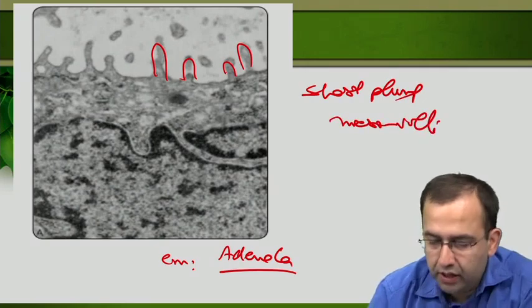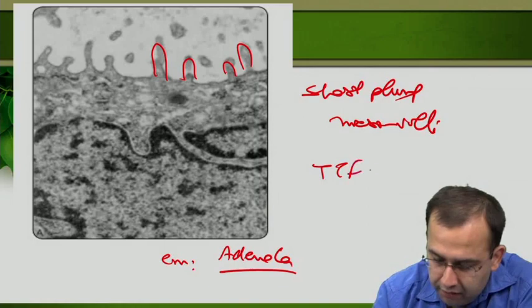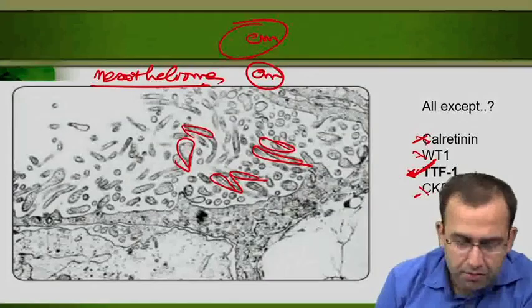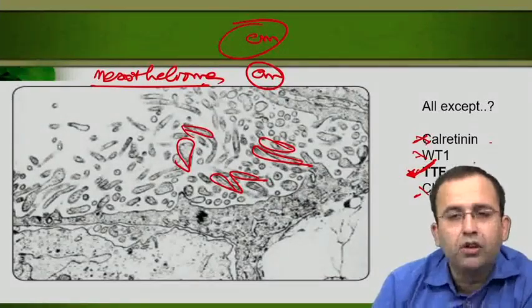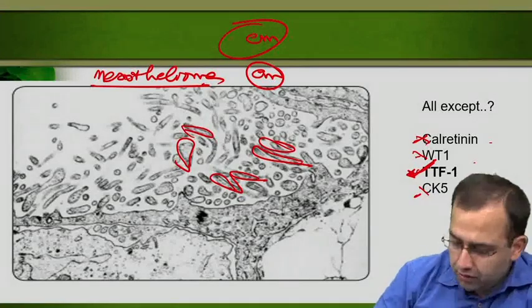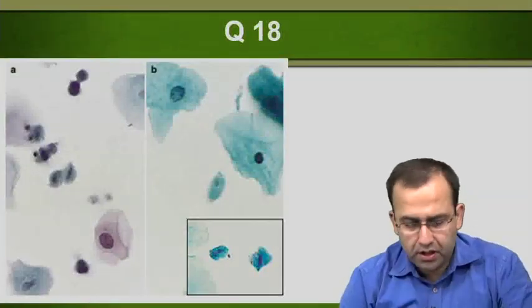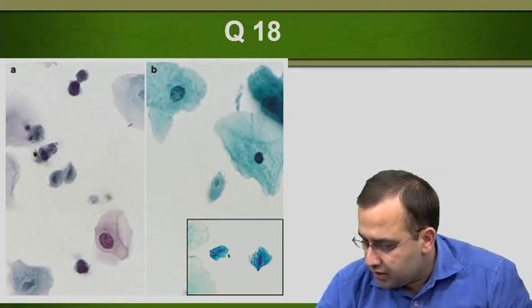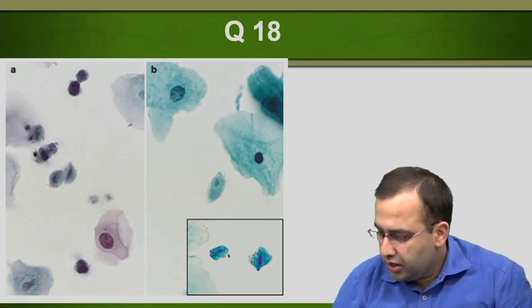This is adeno. So this would be TTF1 positive versus mesothelioma, which would be calretinin, WT1 and cytokeratin 5 positive. Next, diagnosis. I guess this is question 18 in your slide.